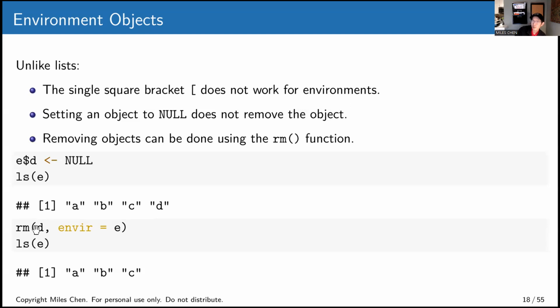If we called rm on D without specifying this environment, it would apply to the global environment. So it would remove an object called D in the global environment. And now ls only contains A, B, C, no object D there.